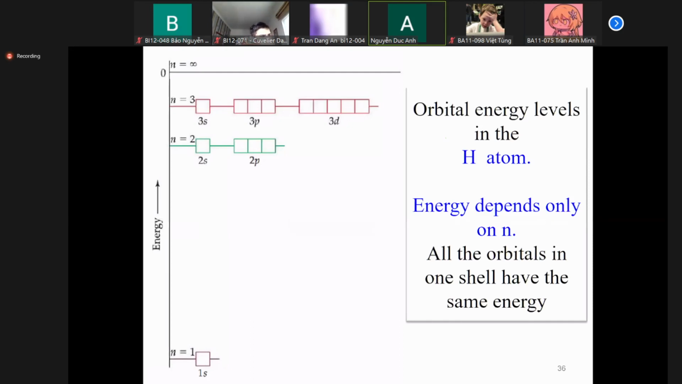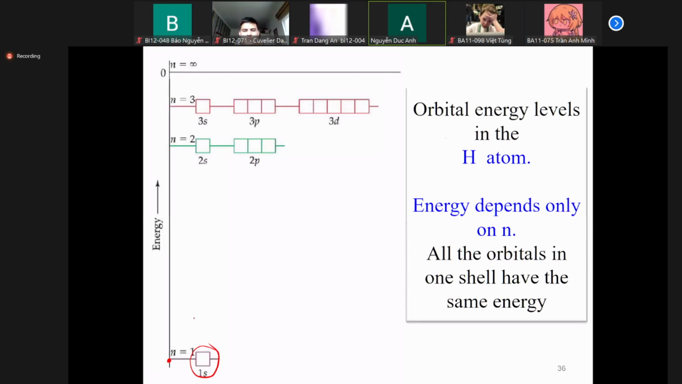This is the better way to represent or exhibit the orbital energy levels in atoms, not only hydrogen atoms. You can see that n equal to 1 has the lowest energy level, and in the case of n equal to 1 you have only one orbital, 1s, drawn with a square box.